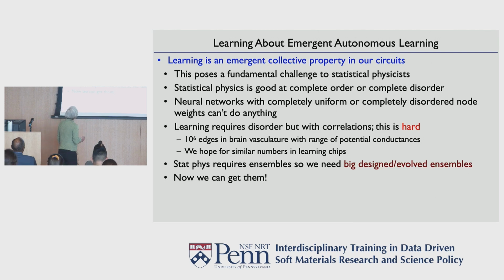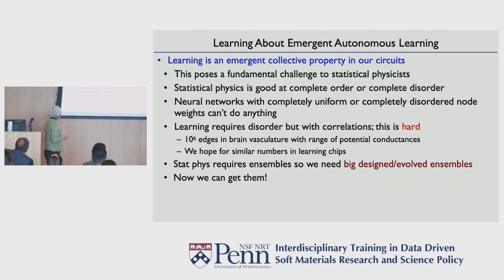But it's the kind of many-body phenomenon that's really hard for statistical physics to handle, because what we're good at is either systems that have complete order or complete disorder. Obviously, if all the conductances were the same, it wouldn't be learning anything. If all the conductances were completely random, it also can't do anything. The conductances are different, but that disorder has been correlated in order to give the right answer, in order to have learned. That's a really hard problem to solve.